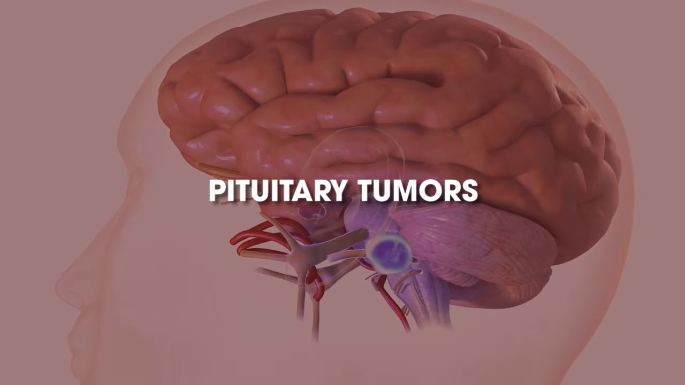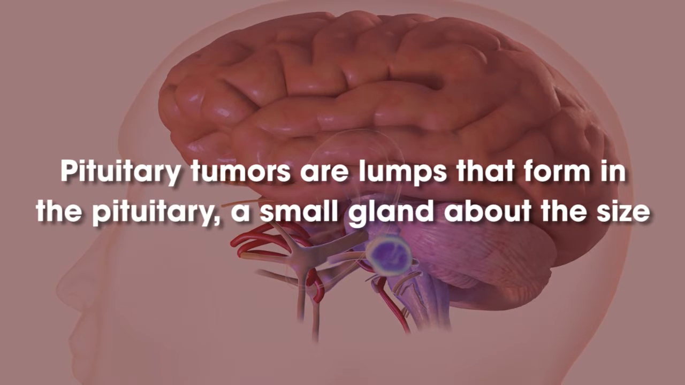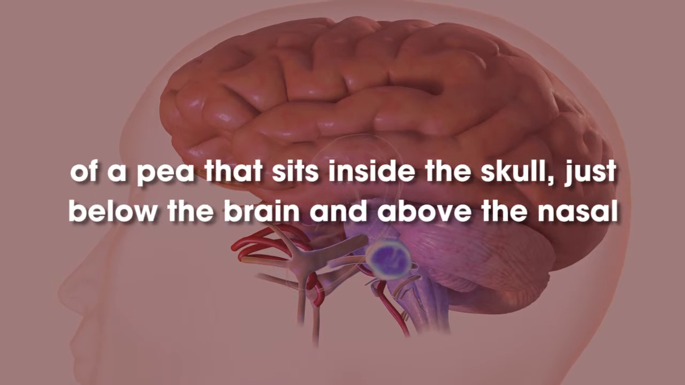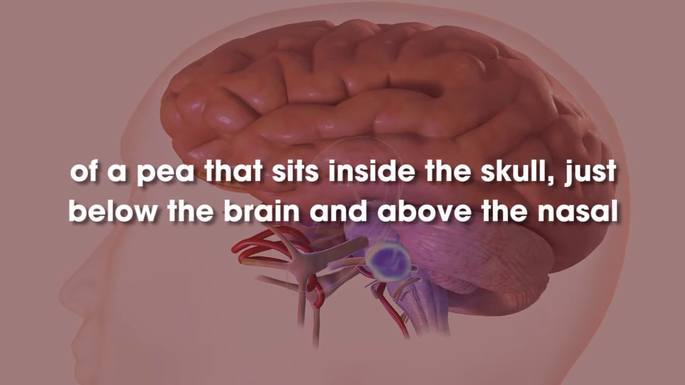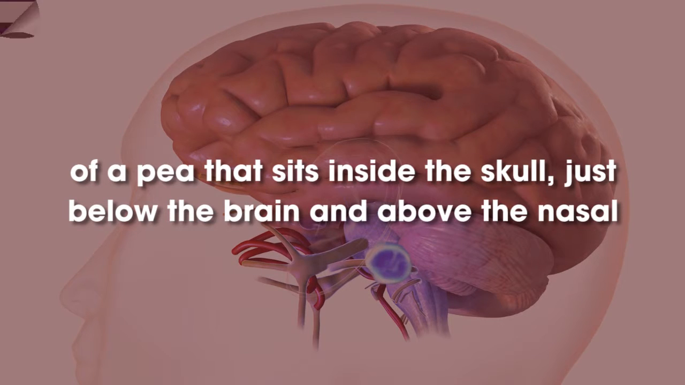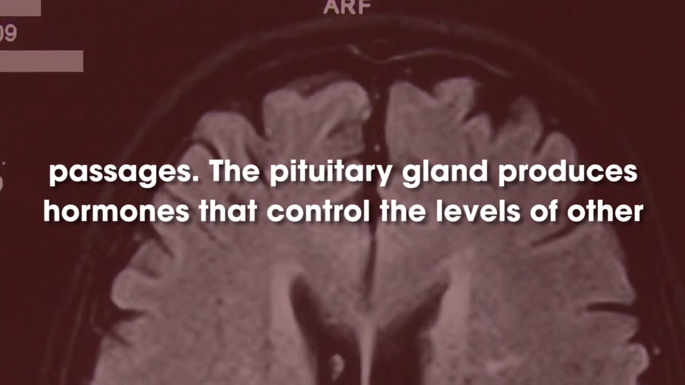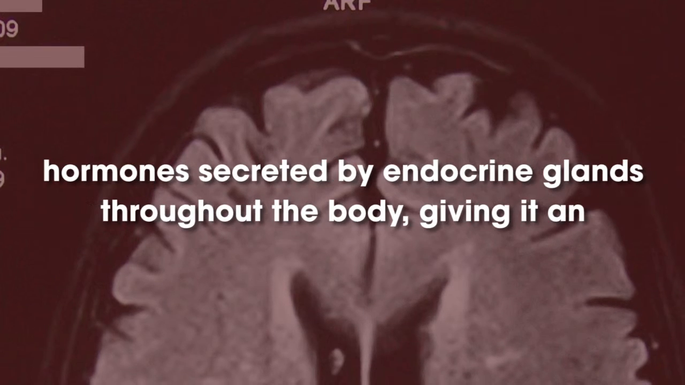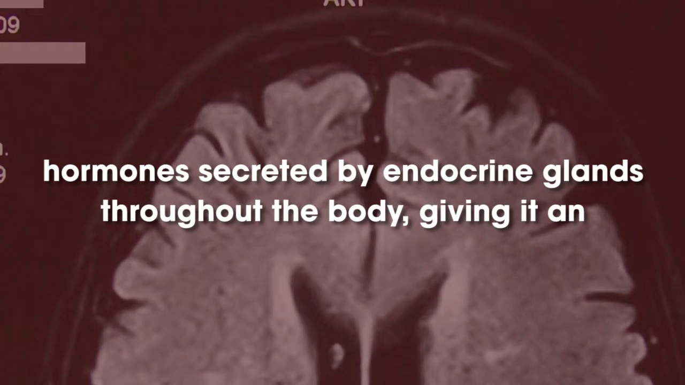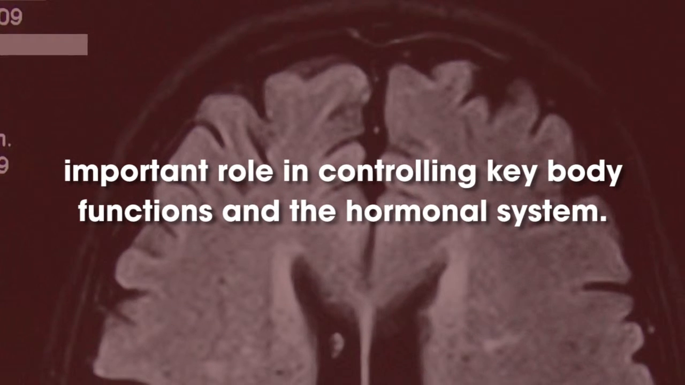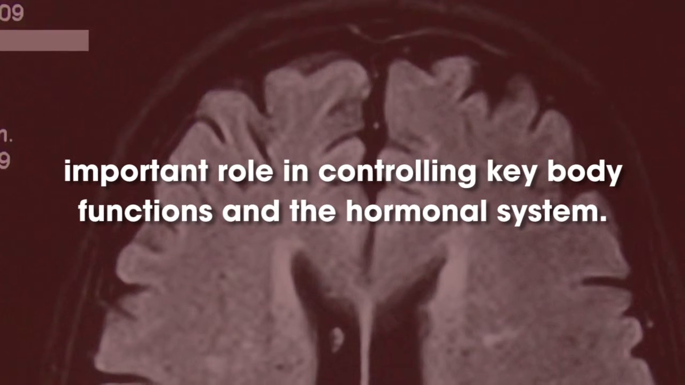Pituitary tumors. Pituitary tumors are lumps that form in the pituitary, a small gland about the size of a pea that sits inside the skull, just below the brain and above the nasal passages. The pituitary gland produces hormones that control the levels of other hormones secreted by endocrine glands throughout the body, giving it an important role in controlling key body functions and the hormonal system.